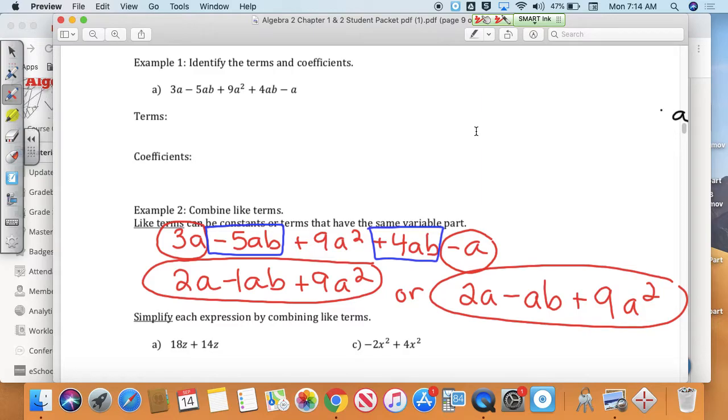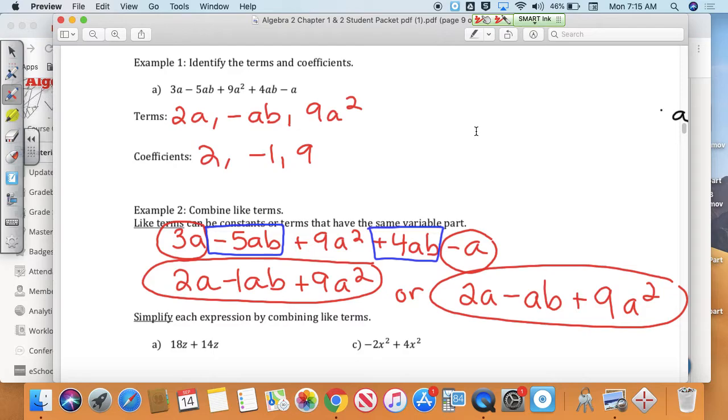So now when we write the separate terms we have once it's simplified, they are 2a, negative ab, and 9a squared. So we have these 3 terms. Instead of having to write all of them out from the beginning, 3a, negative 5ab, 9a squared, and so on, it might make sense to just simplify it first. It makes it easier. So the 3 coefficients we have once it's simplified are 2, negative 1, and 9.